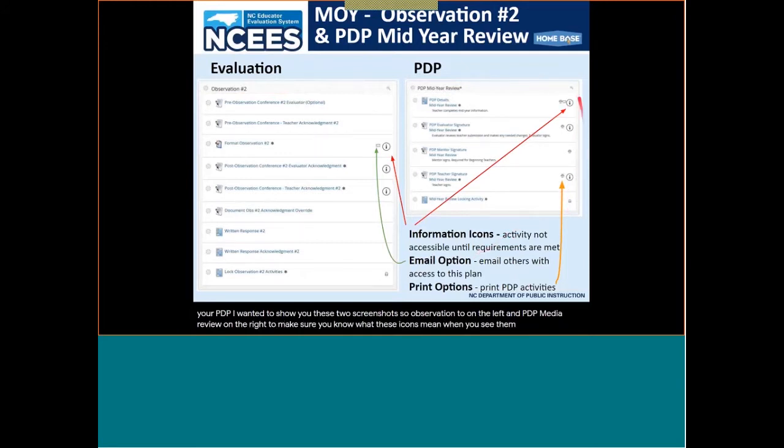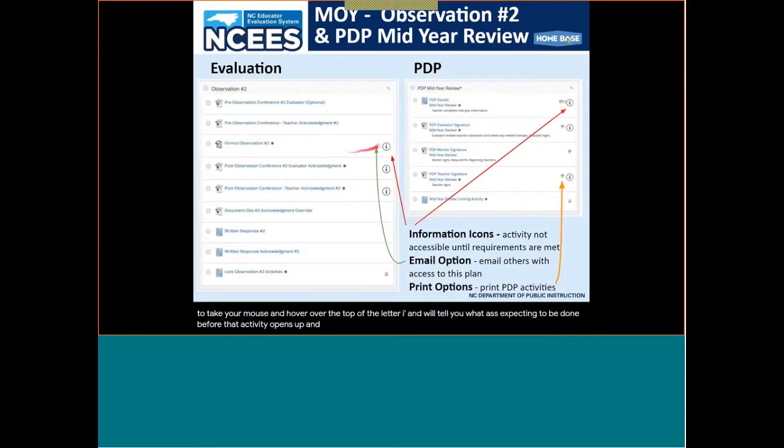If you see a circle with the letter I in it, it means you cannot open this activity until something else has been done. You just need to take your mouse and hover over the top of the letter I, and we'll tell you what it's expecting to be done before that activity opens up.